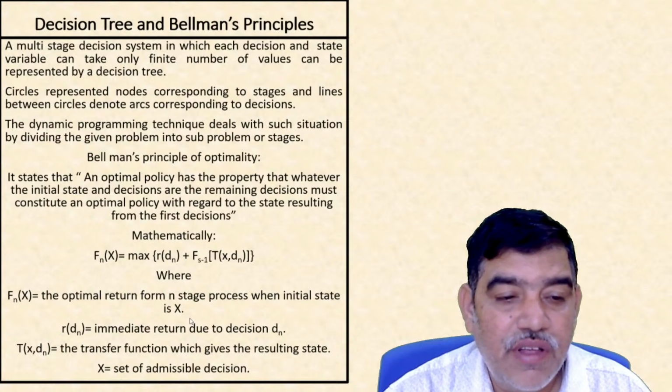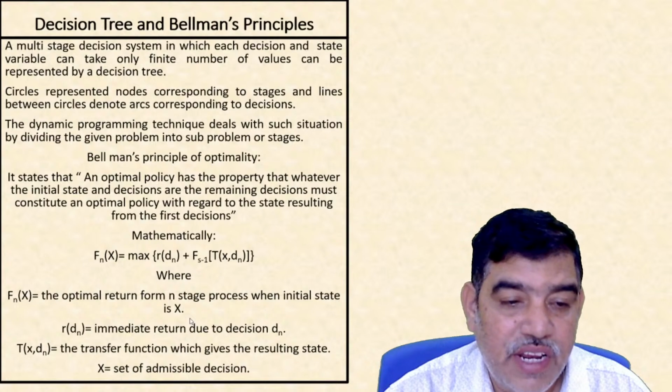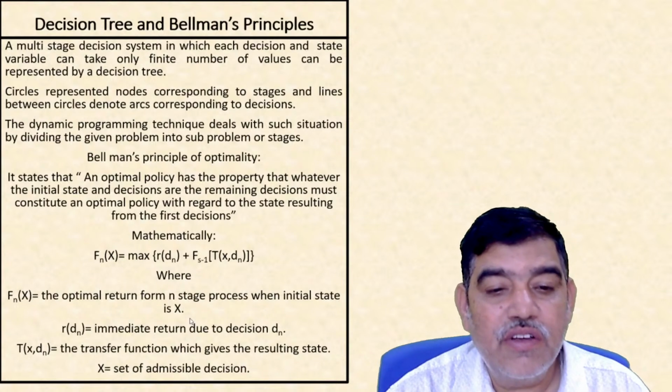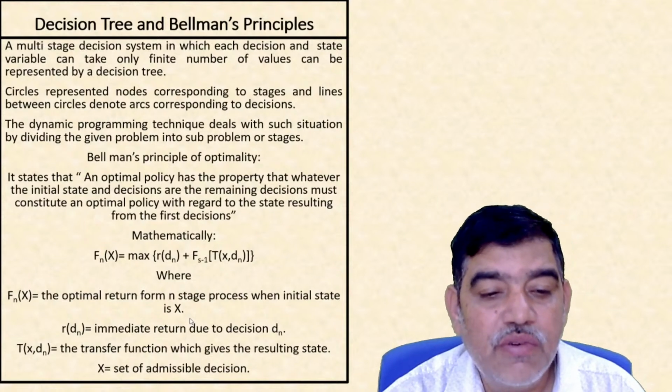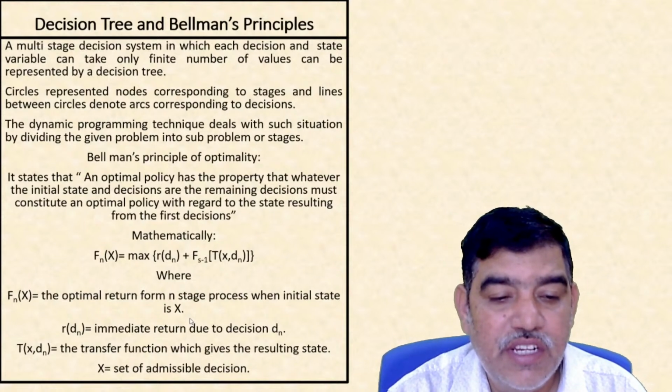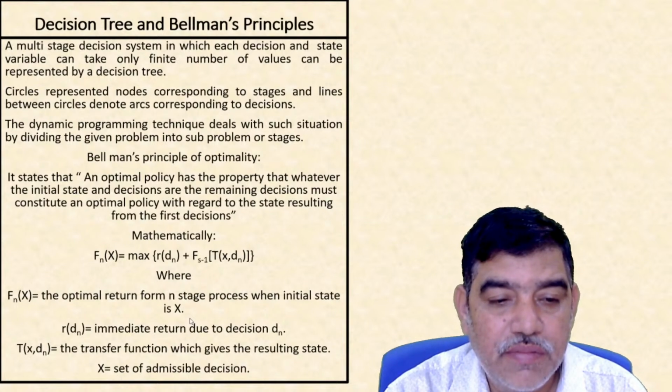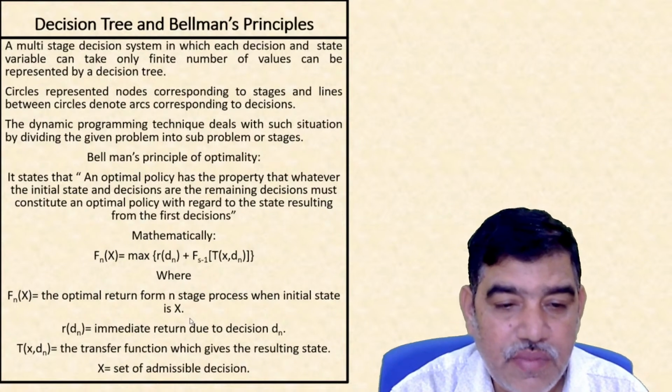Then t(x, dn) is represented as the transfer function, which gives the resulting state, where dn belongs to the set of admissible decisions. Set of admissible decisions.